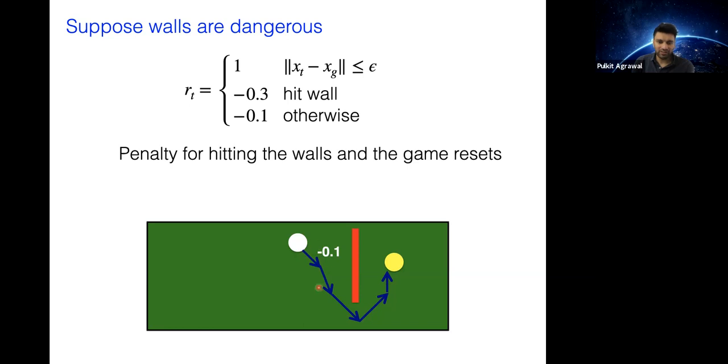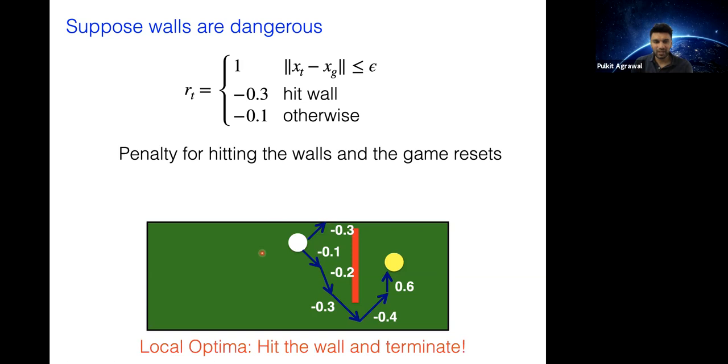Let's count the reward for this particular trajectory. It's minus 0.1, and so on and so forth. So I get a reward of 0.6 eventually. Okay. Now let's consider another trajectory. This one gets a reward of minus 0.3 if I just go and terminate in a wall. Now, this is somewhat problematic. This is problematic because if you look at this trajectory, at some point you're getting a reward of minus 0.4 over here.